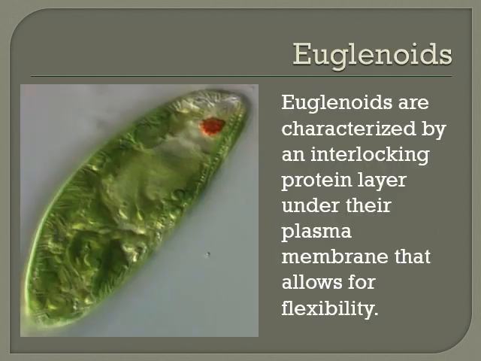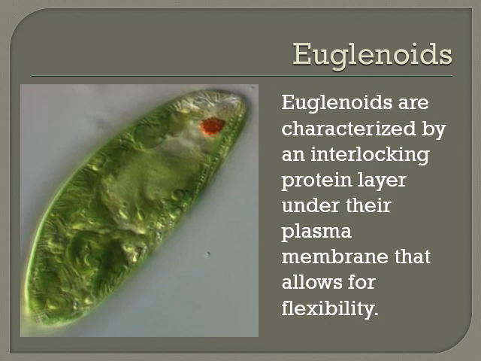Speaking of lots of rounds of endosymbiosis, the euglenoids. Euglenoids are a major group of protists that are characterized by an interlocking protein layer under their plasma membrane. That makes them very flexible. You've probably heard of a euglena. Euglena is a heterotrophic, well, it's a photoautotrophic heterotroph. It's green, it takes in the sun's energy, but it's also an active hunter.